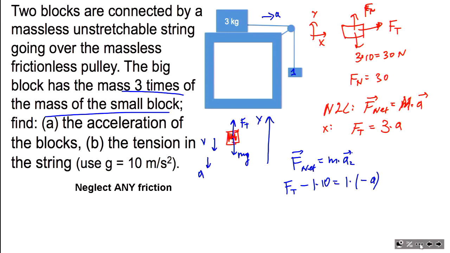So, as we said before, because the string is massless, the magnitude of tension remains the same, so this is the same number. In these equations, Ft represents the same number. What about acceleration? Technically, it's different because it points differently. But what about the magnitude of the acceleration? Same. Why? There is a reason for that. Very important reason. Because it's a string, not a spring.